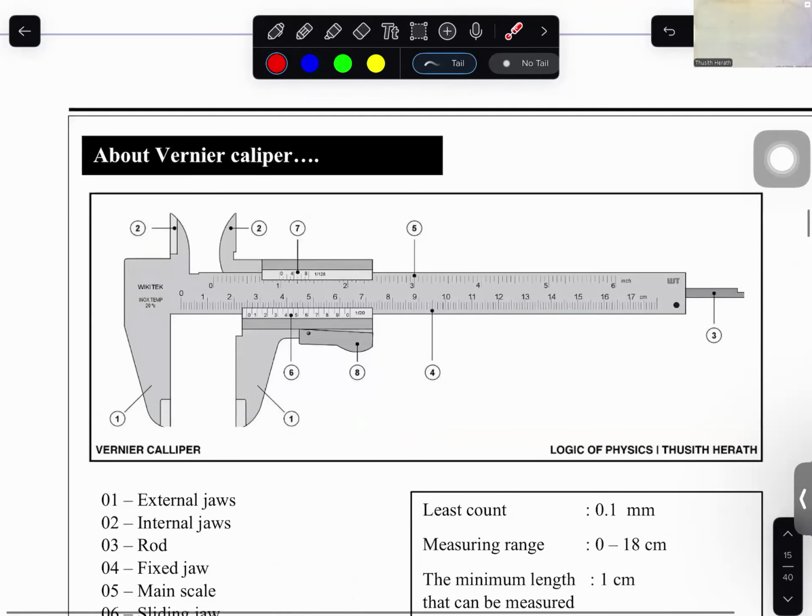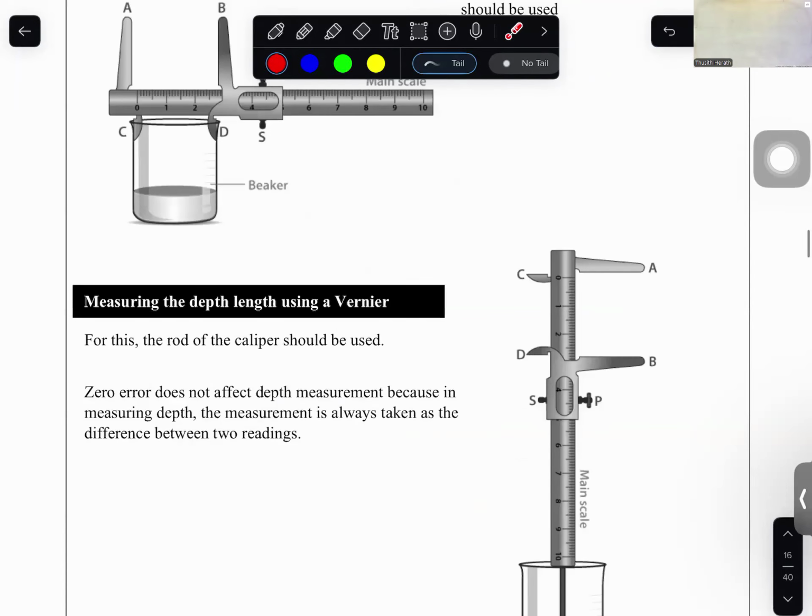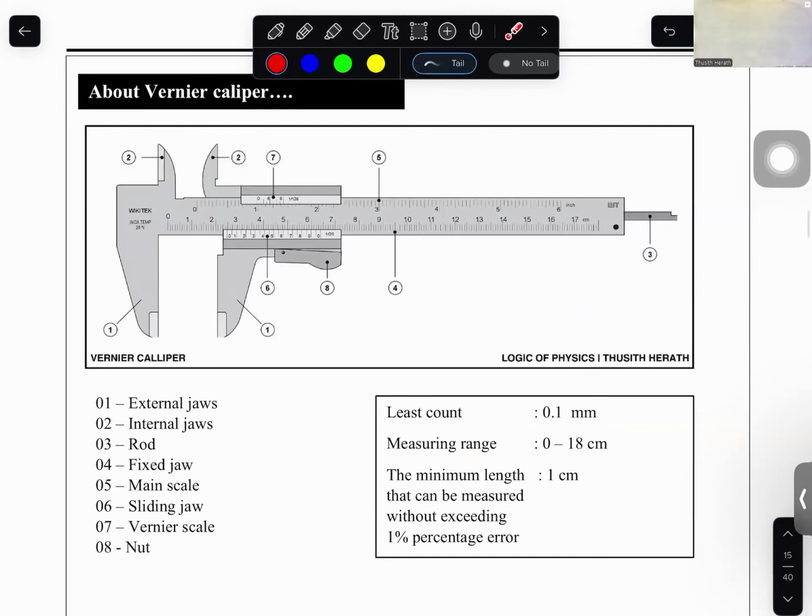So yeah, here's the Vernier Caliper instrument, right? Here are the parts of the instrument. You can see these are called internal jaws, right? These two are called external jaws. Means that you are going to measure something external using these external jaws, the external diameter of a cylinder. If you want to measure something internally, you have to put it here, like this, the internal diameter. That's why these two are called internal jaws. These two are called external jaws.